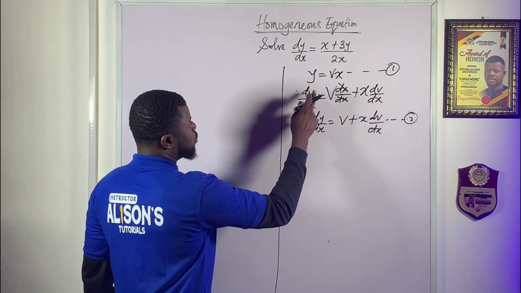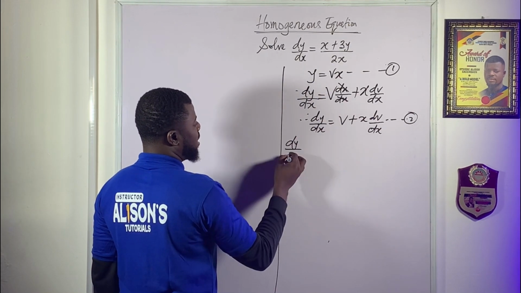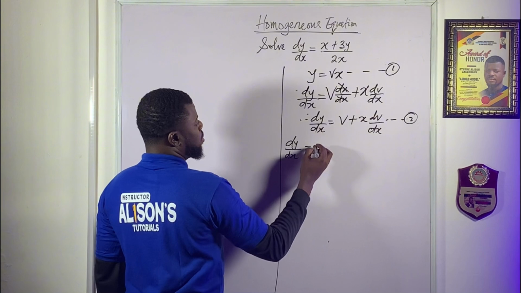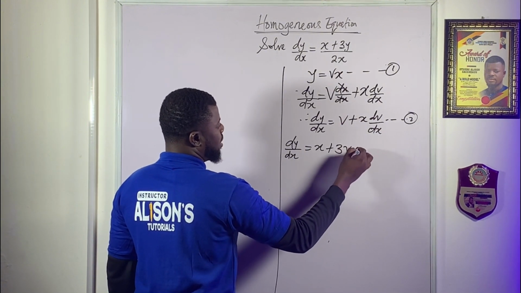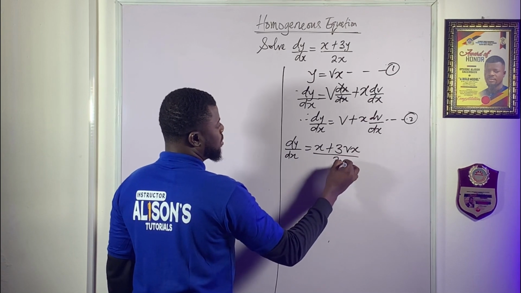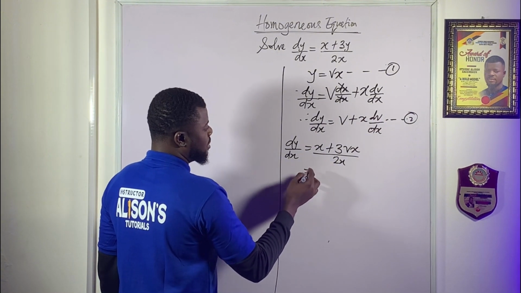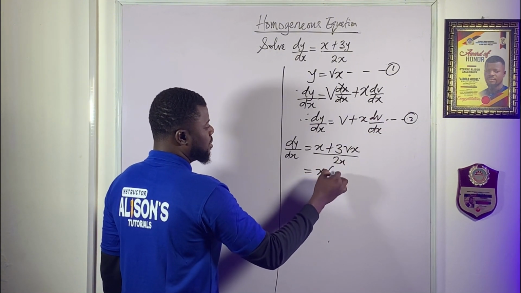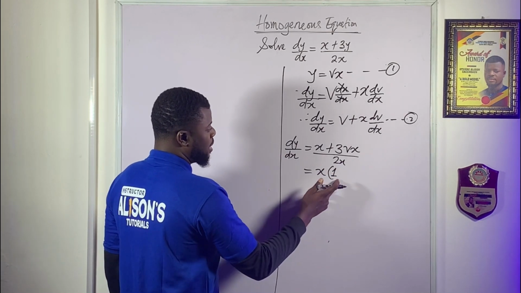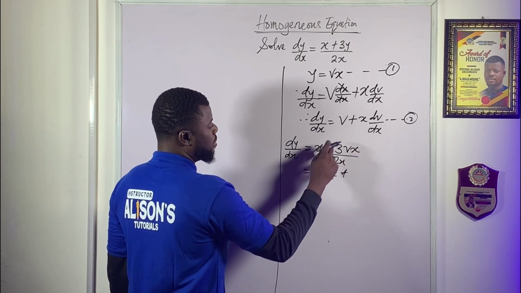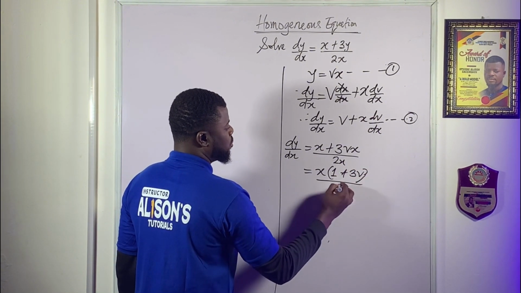So firstly, we need to substitute vx for this y. We then have the original equation dy over dx equal to x plus 3, in place of this y, we substitute vx, all over 2x. Does that make sense? If you look at the numerator, you will notice that x is common to both terms. So if we factor out x, we are left with 1, but not 0, because x times 1 is x. Plus, if you pull out this x, what you'll be left with is 3v, all over 2x.